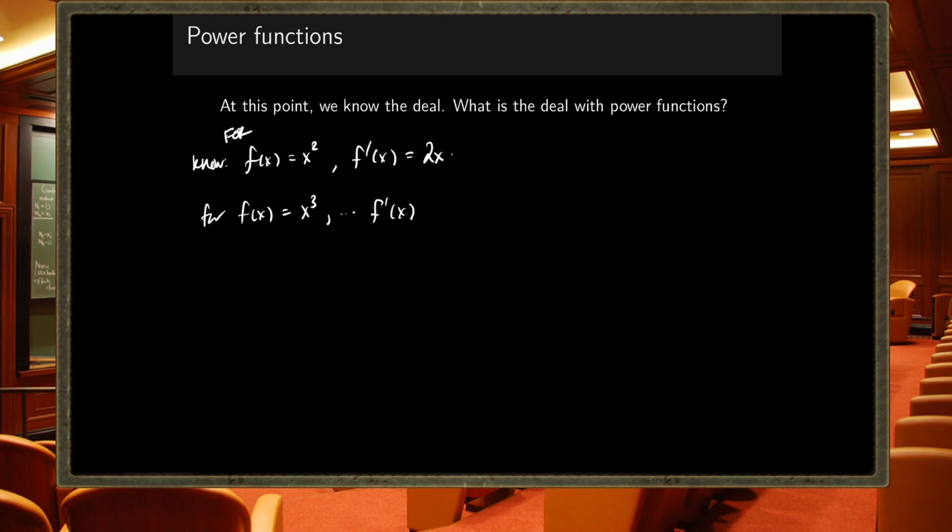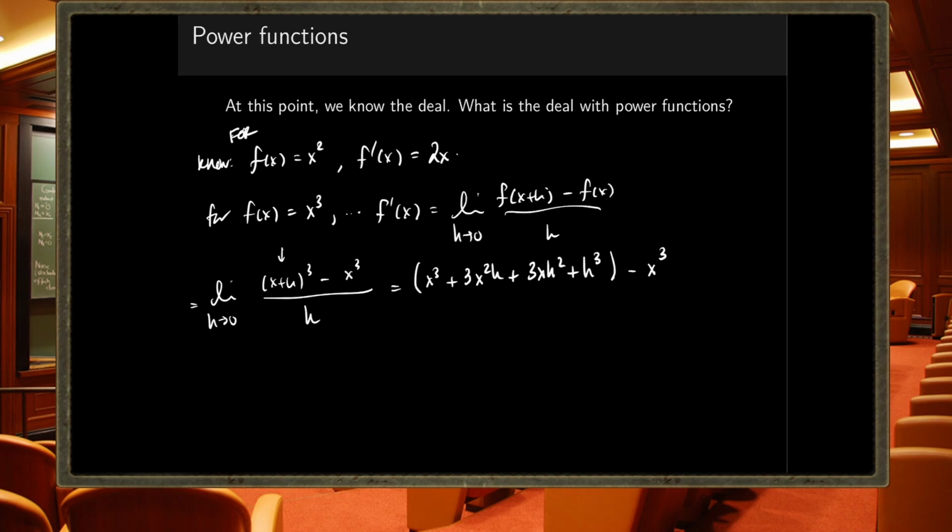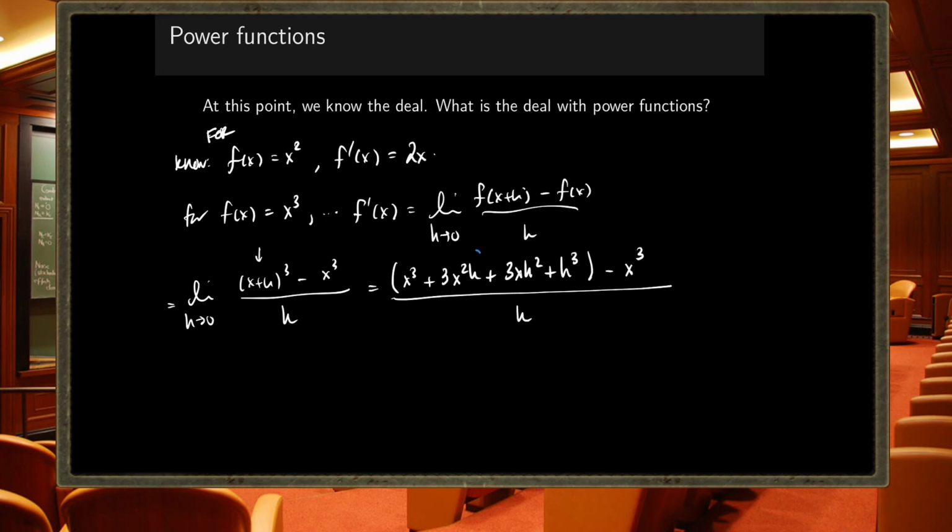We know that f prime of x is the limit as h goes to 0 of x plus h cubed minus x cubed over h. When we multiply this out, this is the most algebraically intense part. We get x cubed plus 3x squared h plus 3xh squared plus h cubed. That's all that first piece, minus x cubed, all over h.